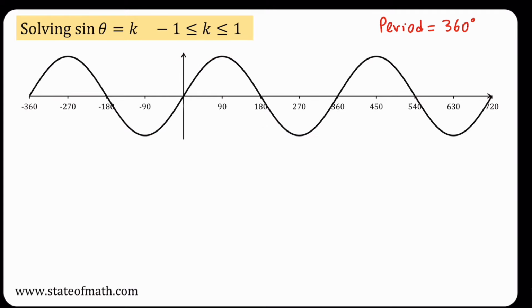So if we are asked to solve the equation sine theta is k, then k must be between -1 and 1. If it's greater than 1, then we have no solutions. And if it's less than -1, we also have no solutions.